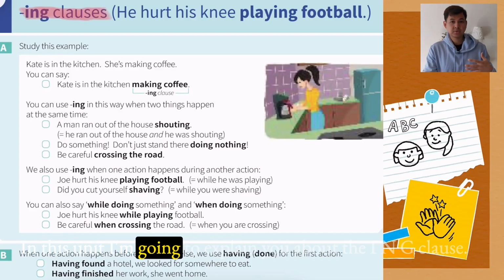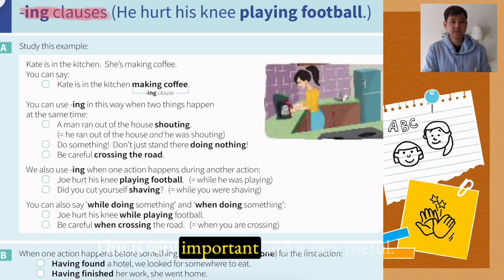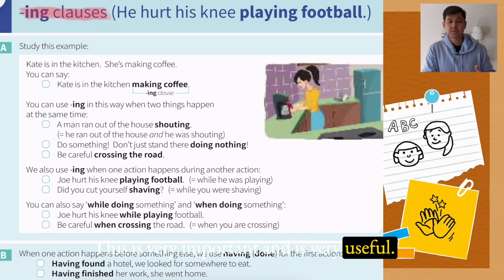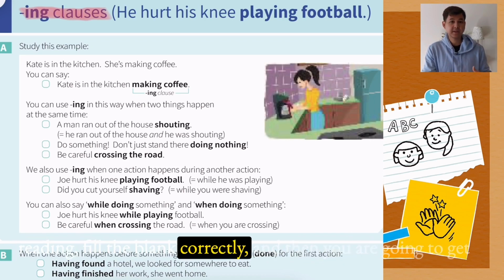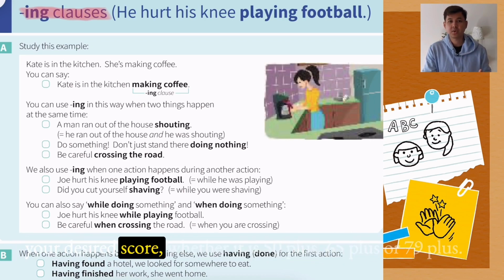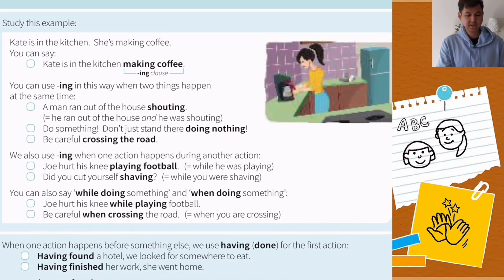In this unit, I'm going to explain the ing clauses. He hurt his knee playing football. This is a very important and very useful grammar rule that you have to understand. You have to know how it works so that you can answer reading and writing fill in the blanks or reading fill in the blanks correctly, and then you're going to get your desired score, whether it's 50 plus, 65 plus, or 79 plus. Now let's see together the first section, section A.